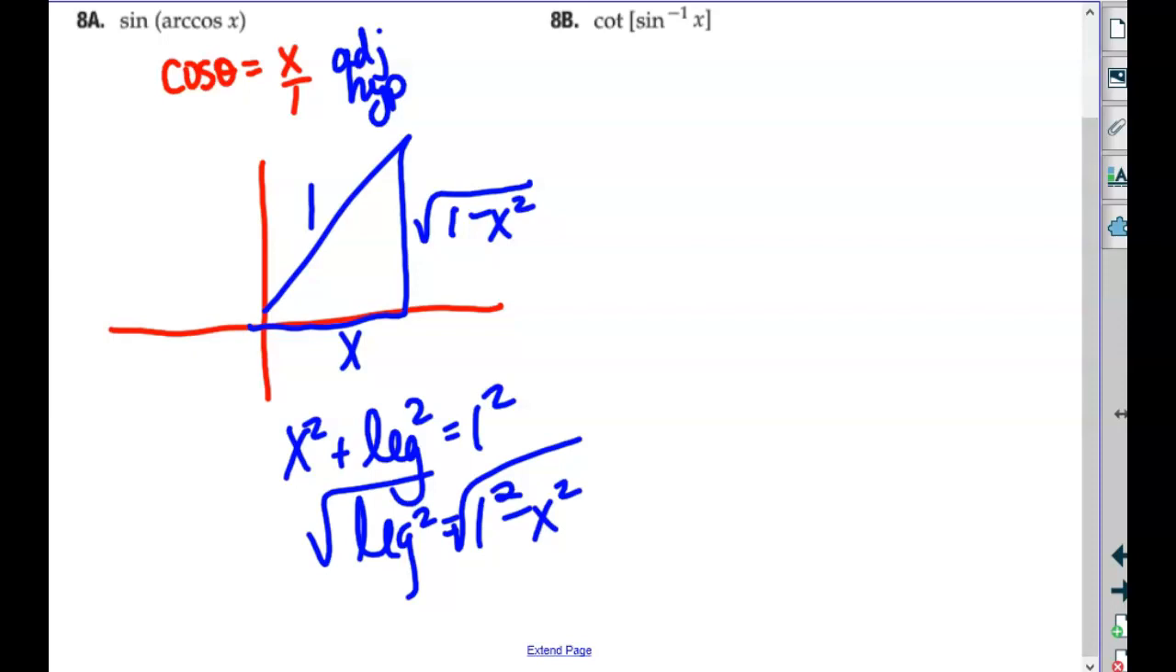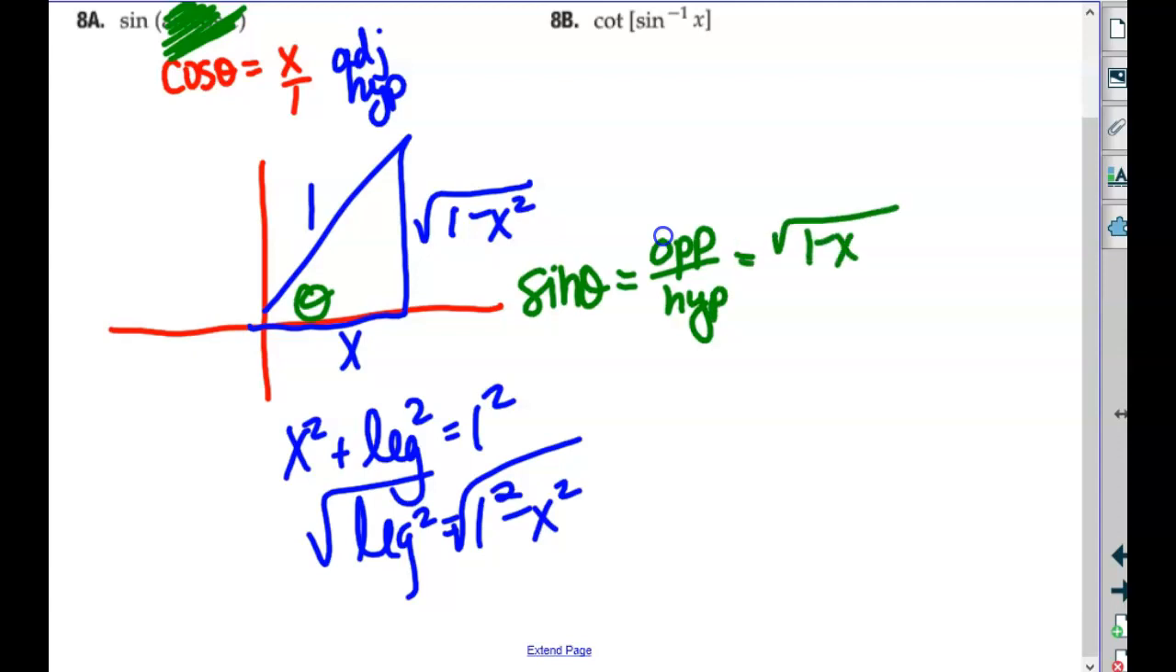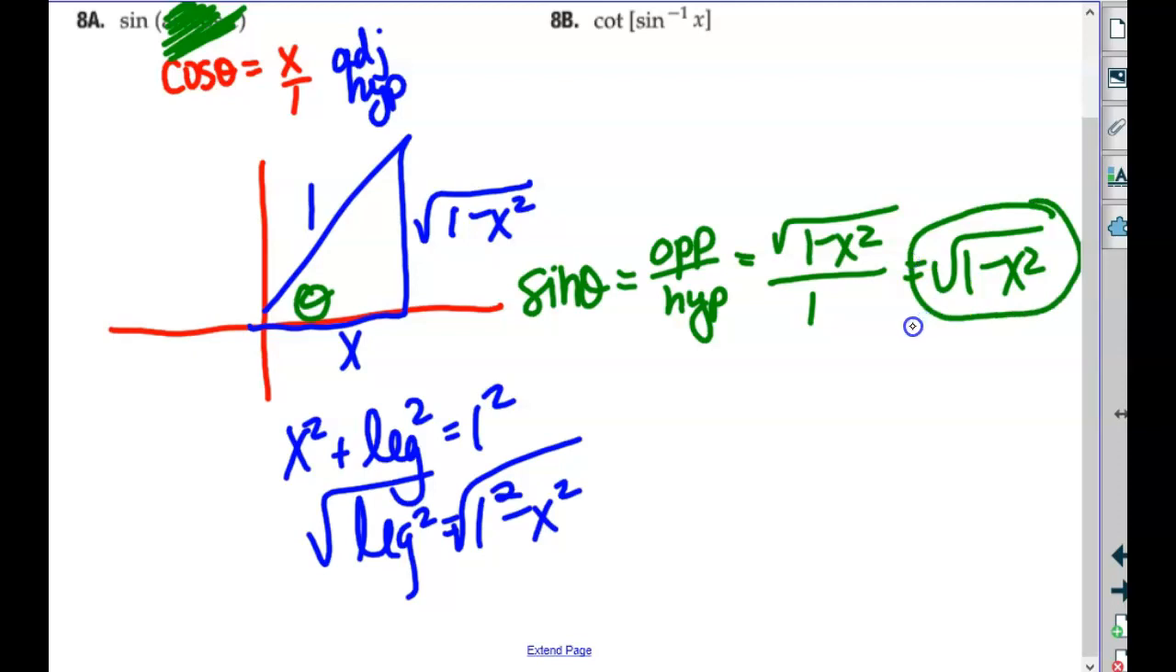What did we want after we figured out this triangle? This part helped us draw the triangle. We're done with that, and now they want the sine of this angle. So I need opposite over hypotenuse, which would be the square root of 1 minus x squared all over 1, or just square root of 1 minus x squared. Yes, no, maybe, so.